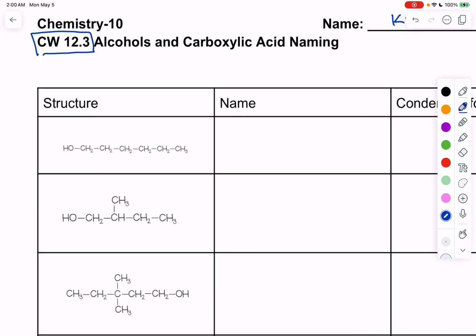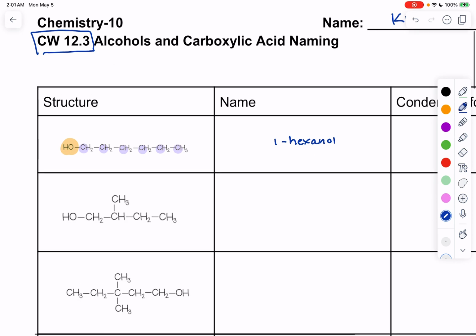All right, so the first one that you see here, let's count how many carbons there are. 1, 2, 3, 4, 5, 6. Now, this one has 6, so that's going to be something with hexane because there's no double bonds. We have an alcohol group at the very end. So this one is going to be hexanol. Now we have to tell everybody where that OH group is, so that's going to be 1-hexanol.